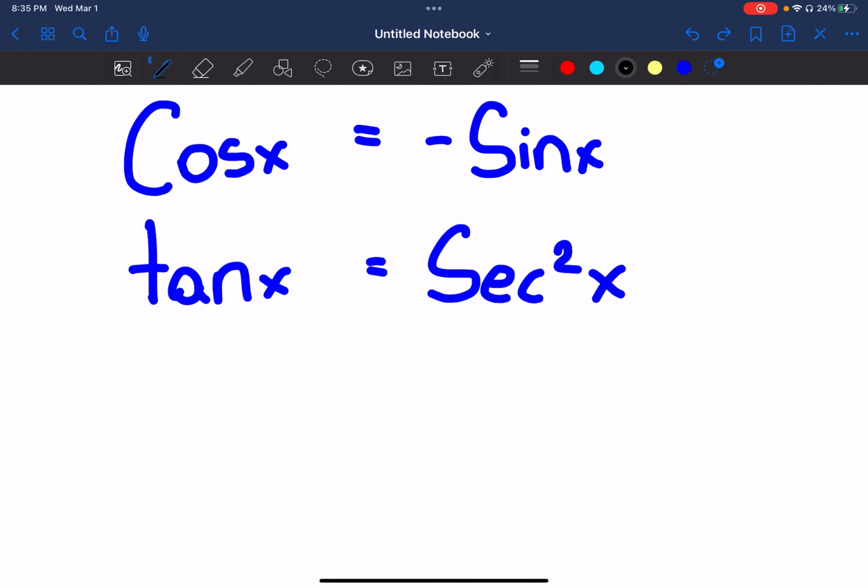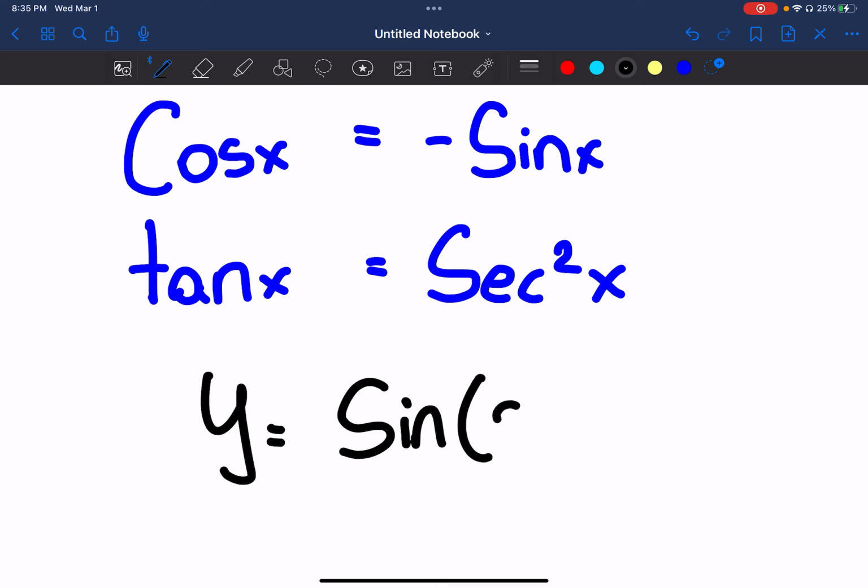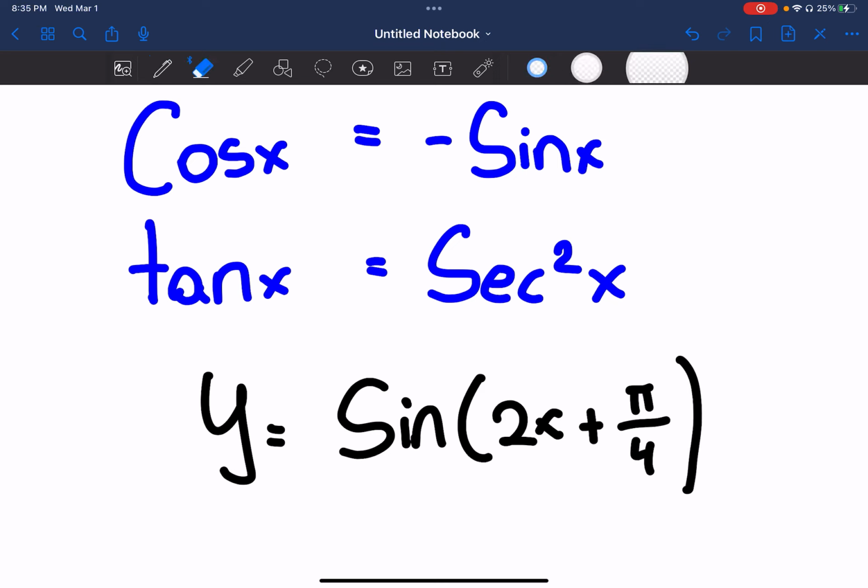So let's say we have y is equal to sine of 2x plus pi over 4. How would I find y prime?